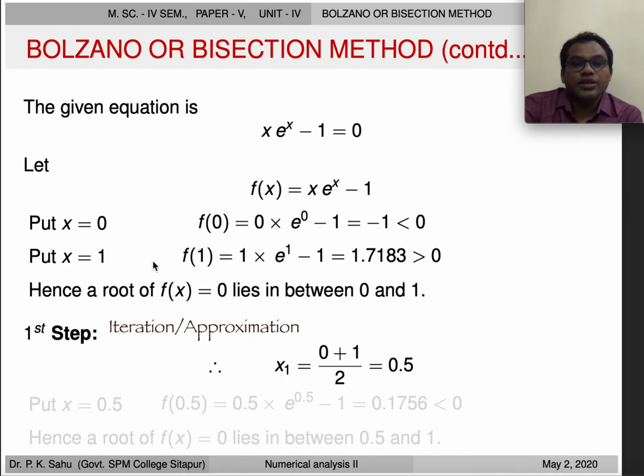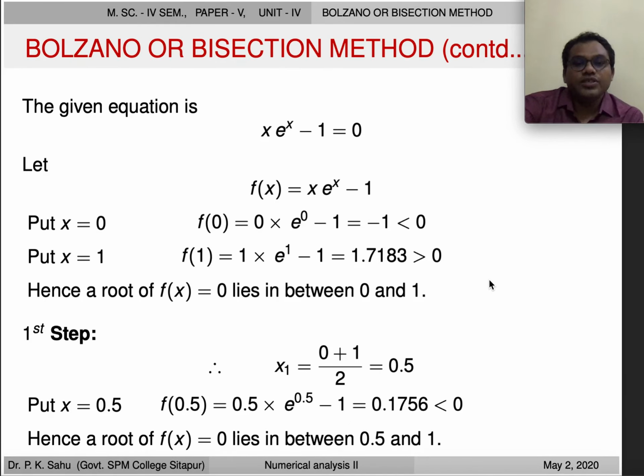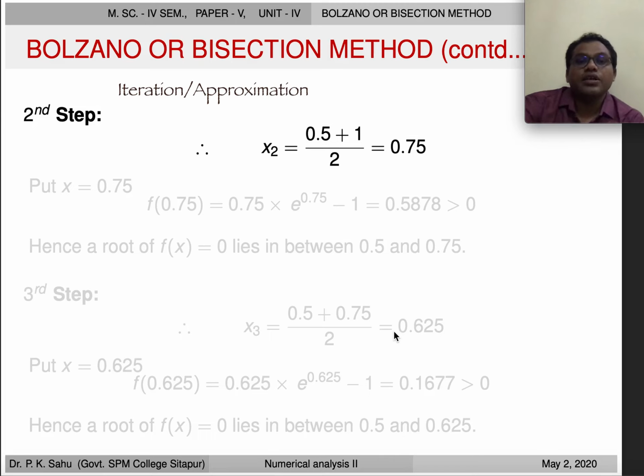How do we proceed? In the first iteration, or first approximation, we find the midpoint of 0 and 1, which is 0.5. Now we check f(0.5), whether it is positive or negative. f(0.5) is less than 0, negative, and f(1) is greater than 0. So f(0.5) into f(1) is less than 0, and now our root lies between 0.5 and 1. We can see the length of the interval is half of the length of the interval in the previous step.